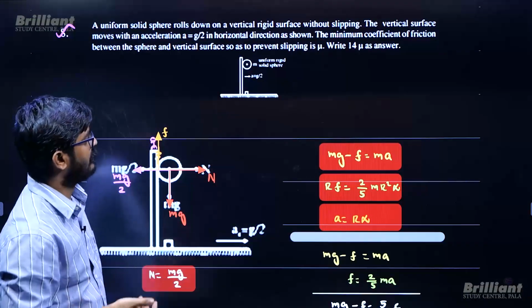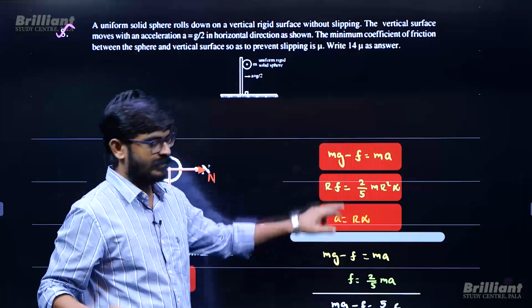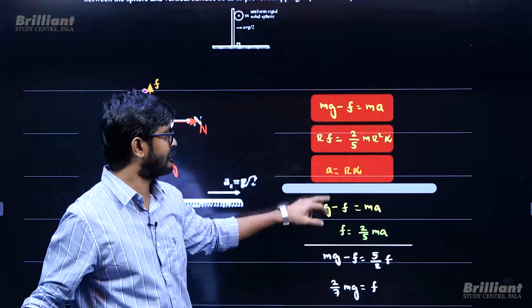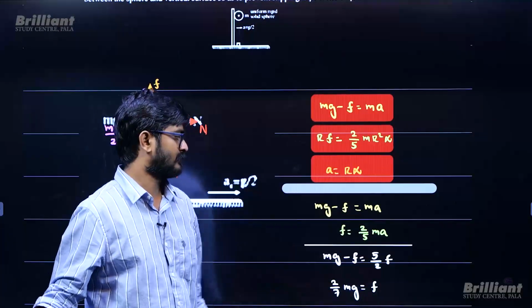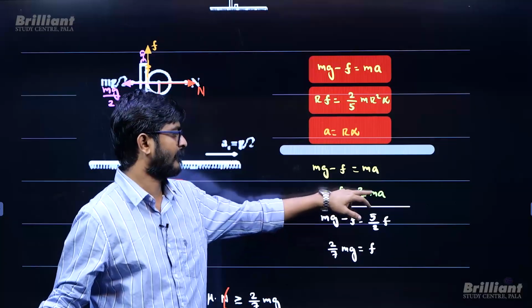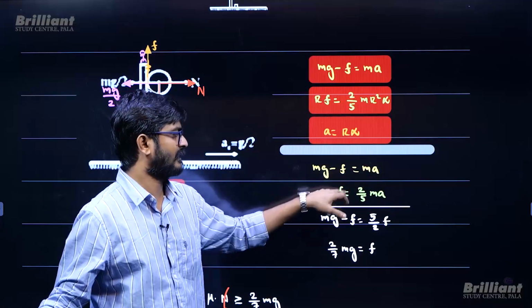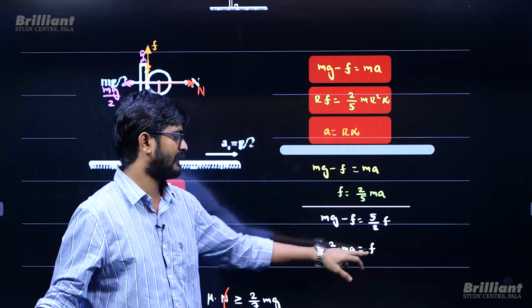From there we need to solve for friction. So I am going to write this equation as it is. R and R I am cutting, R alpha I am calling as A. So from here I am finding ma is 5 by 2 f and I am substituting it back. From there I will be getting friction.